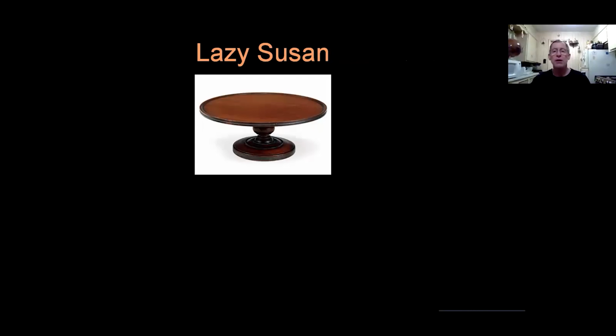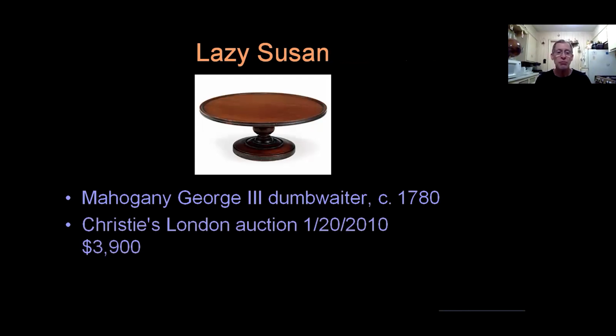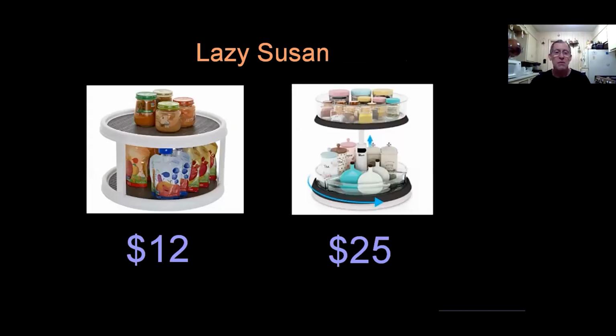So here's how you do it. You get yourself what I grew up learning was a lazy Susan. This one is from 1780, a mahogany dumbwaiter, another name for it. And you don't have to pay $3,900 for a lazy Susan. They're a lot cheaper than that. So I'm going to use one right now and show you how to make a virtual reality model.